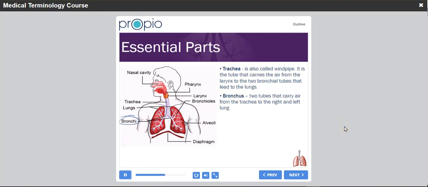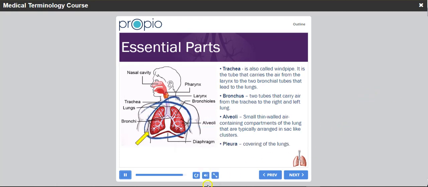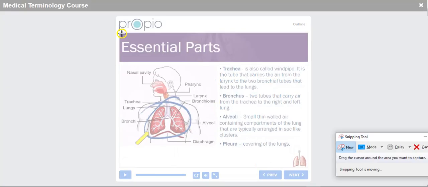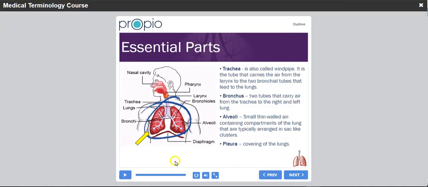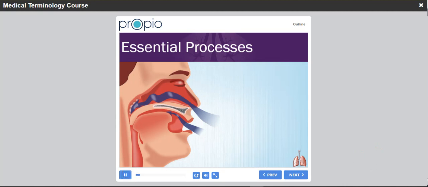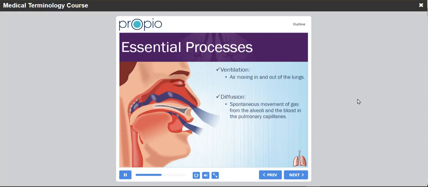Alveoli, small, thin-walled air containing compartments of the lung that are typically arranged in sac-like clusters. Pleura is the covering of the lungs. The essential processes of the respiratory system are ventilation, that is when the air is moving in and out of the lungs, diffusion, which is spontaneous movement of gas between the alveoli and the blood in the pulmonary capillaries, and perfusion, the cardiovascular system pumping blood through the lungs.